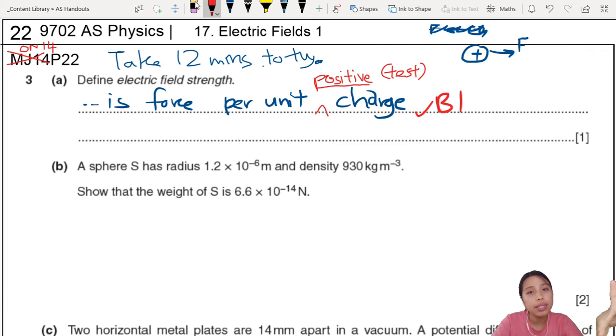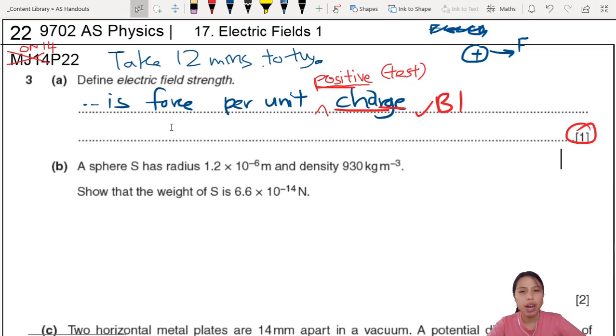Some other past years are more relaxed, depending on the year. Sometimes they say no need for positive, it also can. But the best way is to make sure you have that positive charge in your sentence, then you will get your 1 mark there. Okay? Now, next part here.